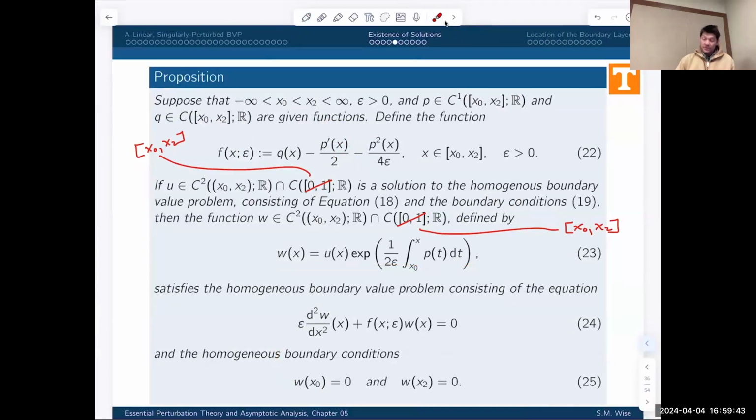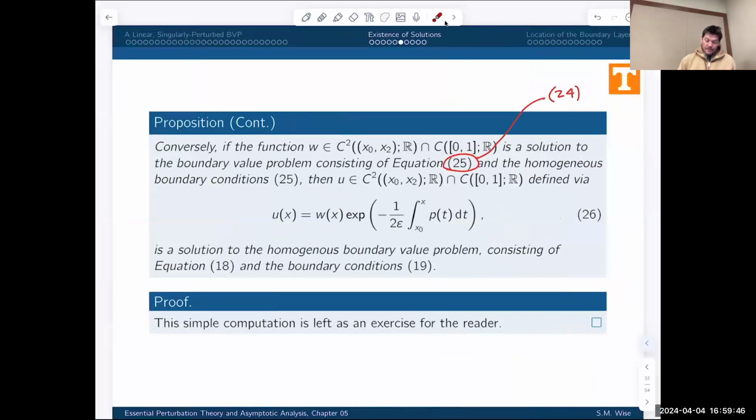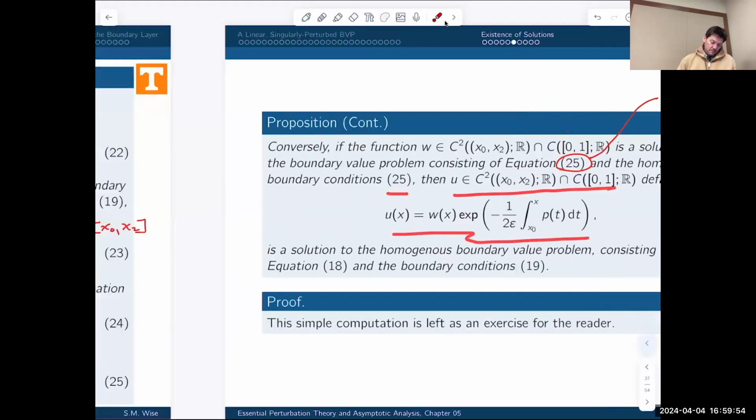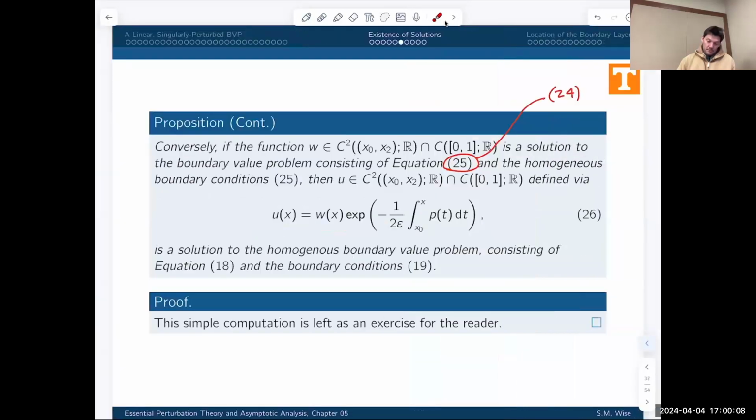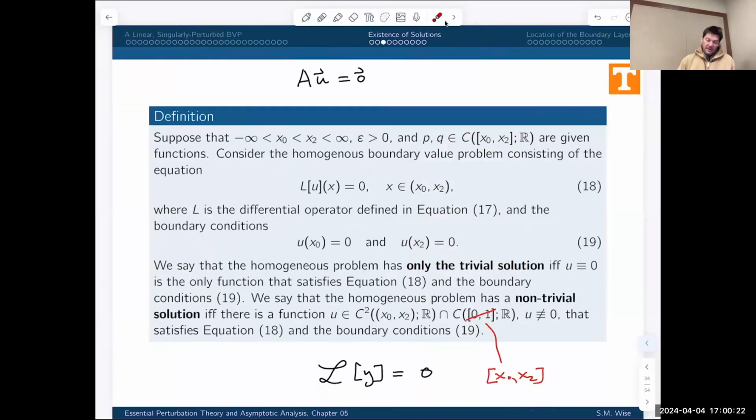Now the question is, is the converse true? And the answer is yes. Conversely, if W is a solution to 24 and 25, then U, defined by the undoing of this, so U is going to be the undoing of this by simply taking this function and throwing it to the other side. That's just going to be the same exponential, but with a minus sign. No problem there. So that U has to satisfy equation 18 and 19, that homogeneous boundary value problem.